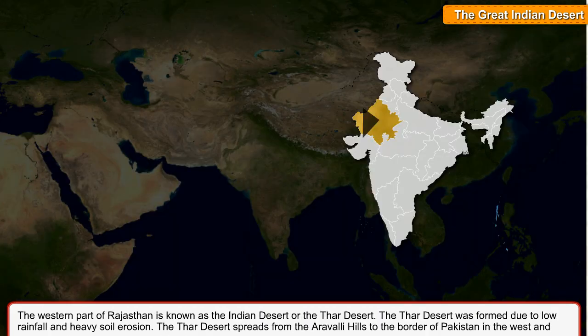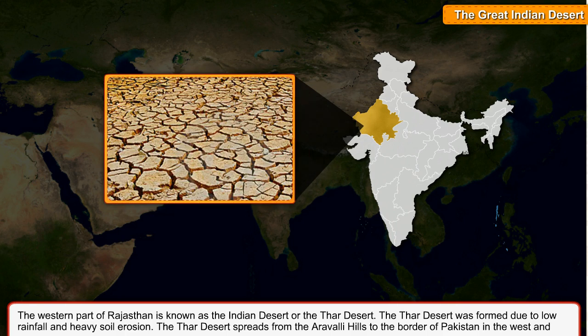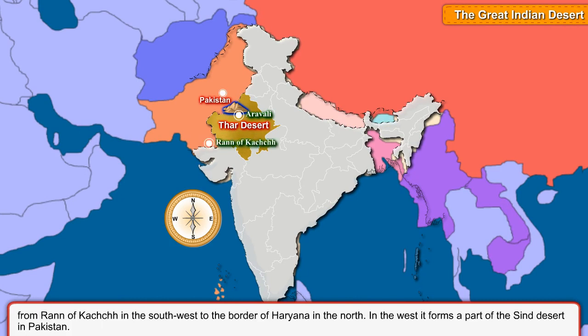The western part of Rajasthan is known as the Indian Desert or the Thar Desert. The Thar Desert was formed due to low rainfall and heavy soil erosion. The Thar Desert spreads from the Aravalli Hills to the border of Pakistan in the west and from Rann of Kutch in the southwest to the border of Haryana in the north. In the west, it forms a part of the Sindh Desert in Pakistan.